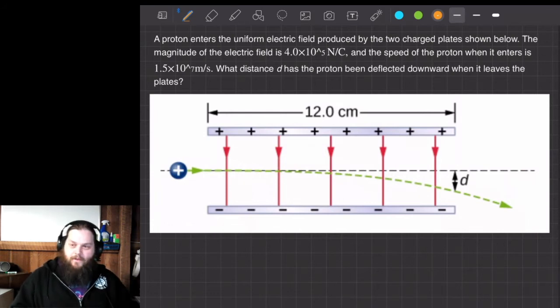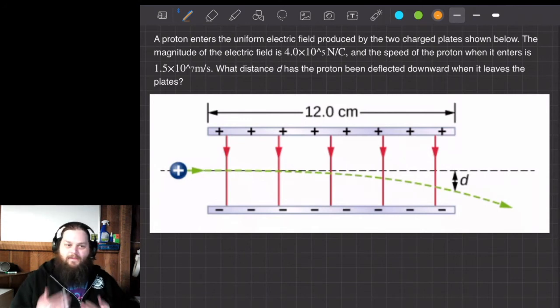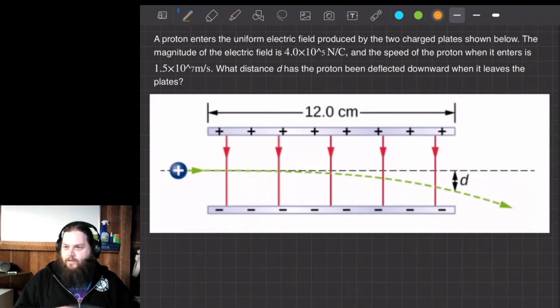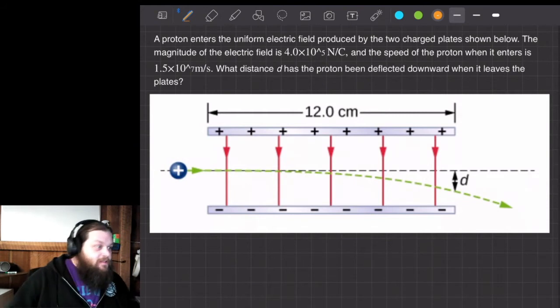So this is a fun problem because it deals with electromagnetism, Coulomb forces, and then it gets back into what we learned last quarter from kinematics and the basic ideas of motion in one or two dimensions. So let's get started with that.